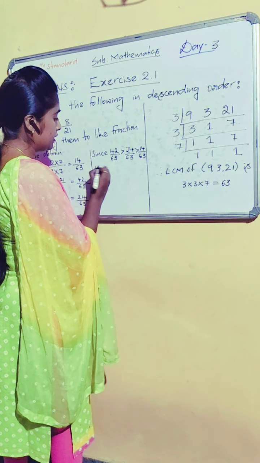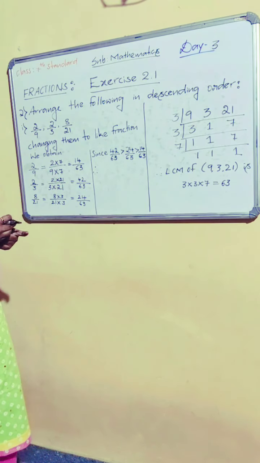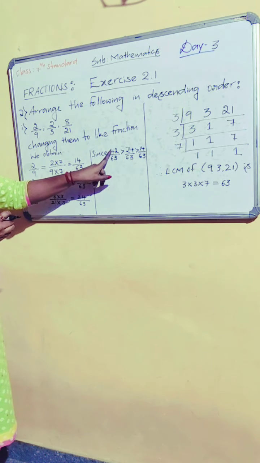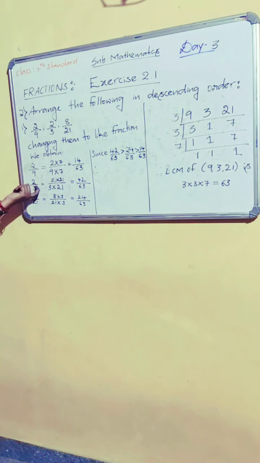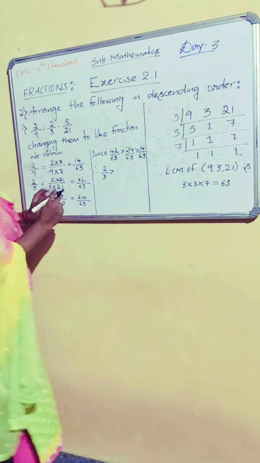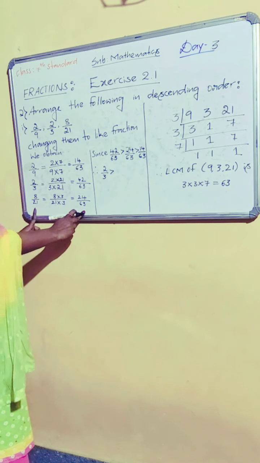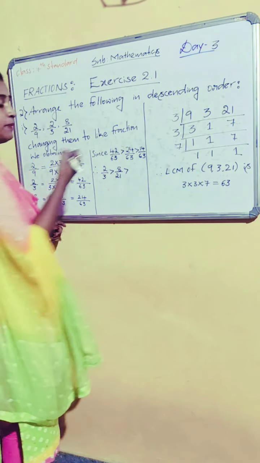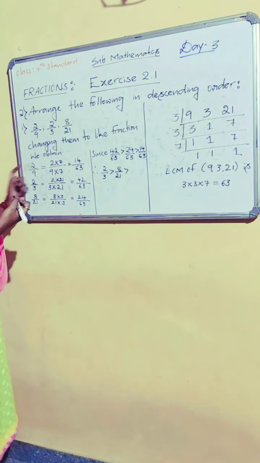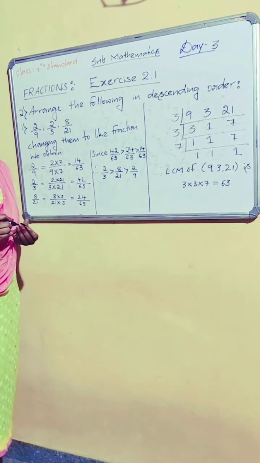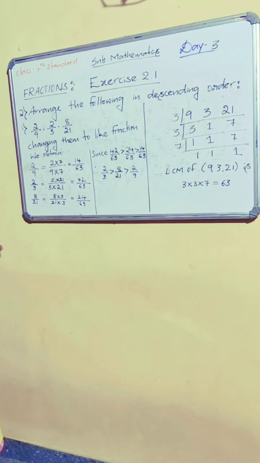Therefore, we can write the descending order as given in the question. What is 42 by 63? The fraction for 42 by 63 is what? 2 by 3. 2 by 3 is greater than 24 by 63. What is the fraction? 8 by 21. And for 14 by 63, what is the given fraction? 2 by 9. So this is the descending order of the given fractions.